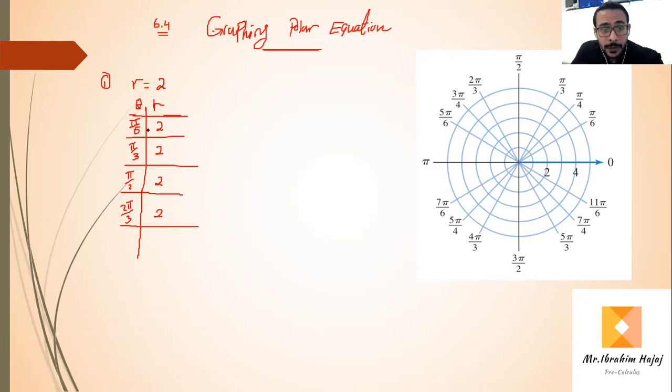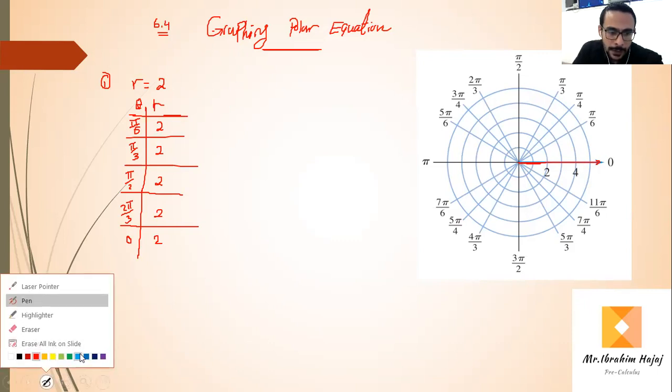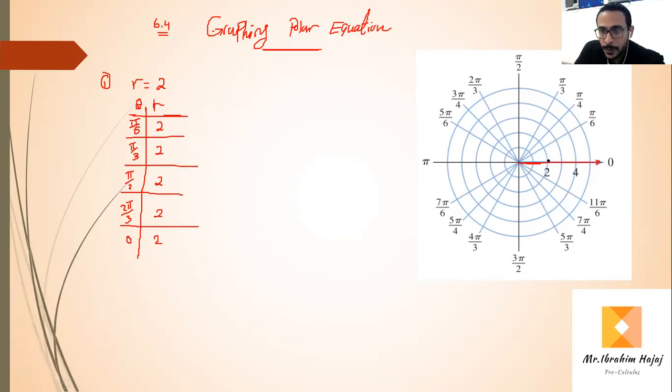How to graph it? When I graph it, I'm going to start from 0. If the angle is 0, it gives what? It gives 2. So this positive part of the x-axis is called the polar axis. Let's start, guys, by this point, 0 and 2. I'm going to change the color to be obvious for all. 0 and 2 lies in this position.